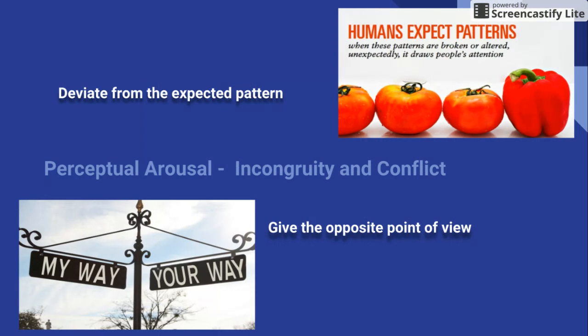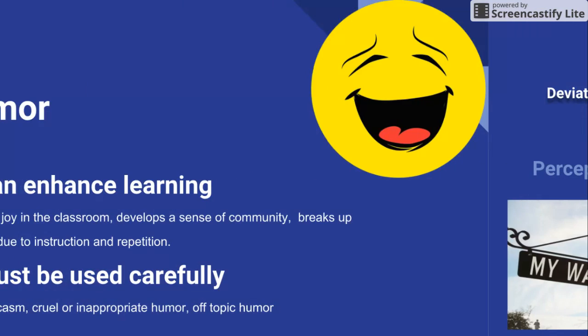Incongruity provides a deviation from the expected pattern. The best way to use this approach is through visual aids. Conflict provides the opposite point of view. This strategy requires the students to have some prior knowledge related to the topic. Students' prior knowledge can help or hinder a student's learning.